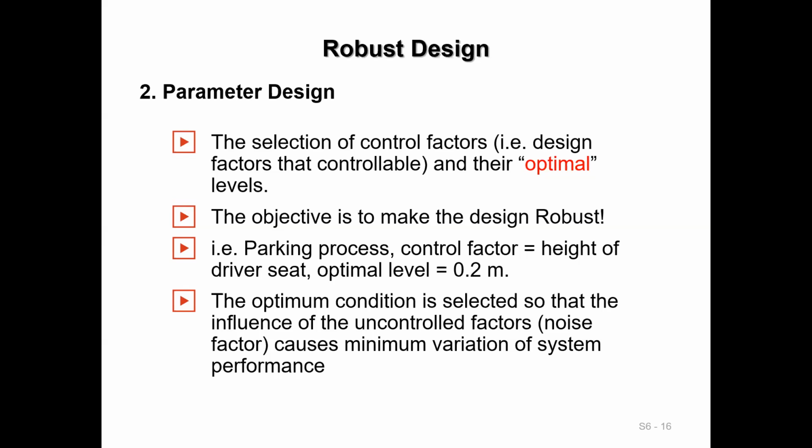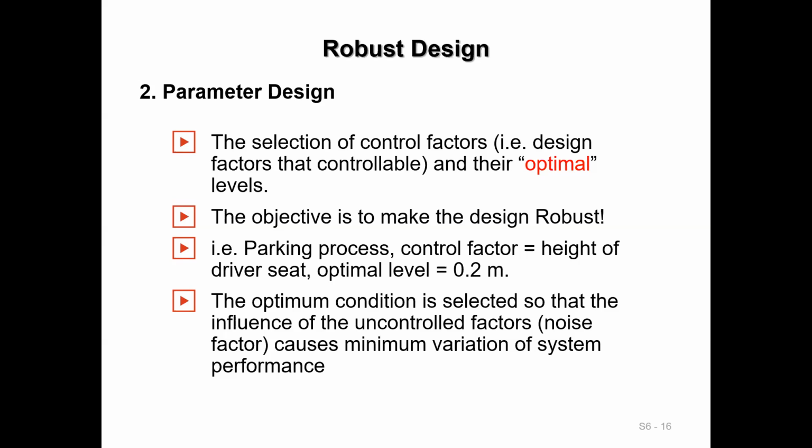For example, the temperature of the cup. But the temperature of the cup is quite difficult to control. So the temperature of the cup that I'm going to use, I will consider an uncontrolled factor. I'm not going to control it.